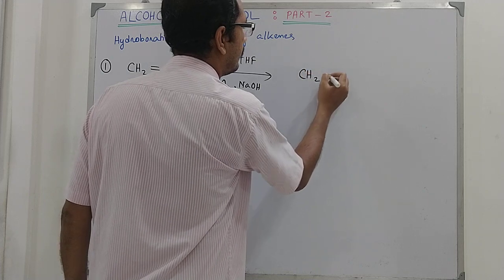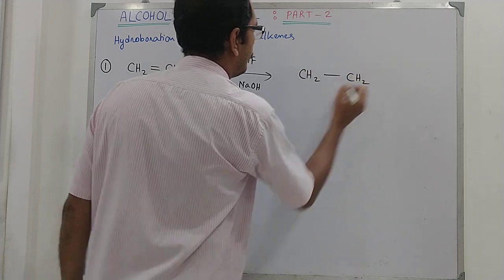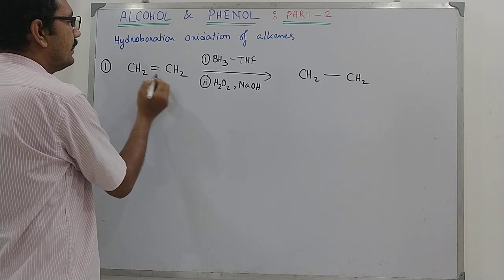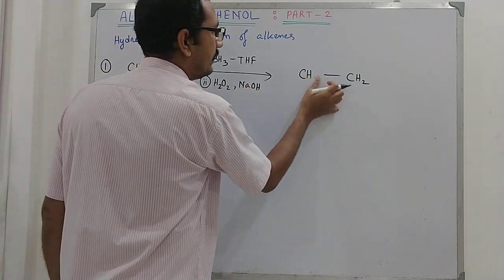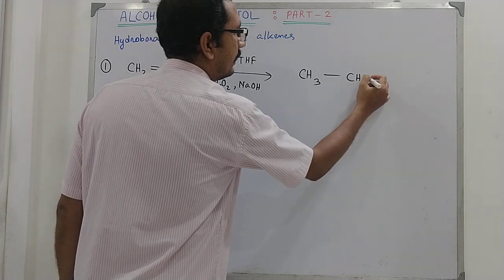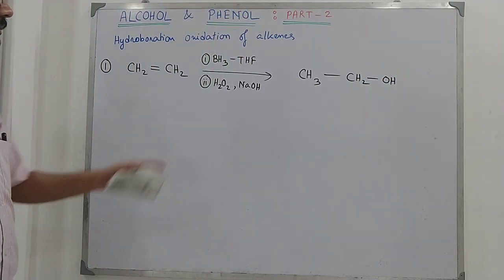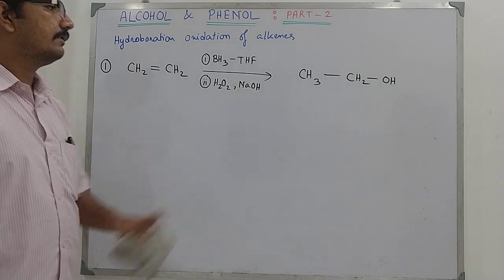So here it is CH2=CH2. Now hydration means one H and one OH group will enter into this molecule. So it will be CH3 and here it will be OH. So we can synthesize alcohol using this reaction.